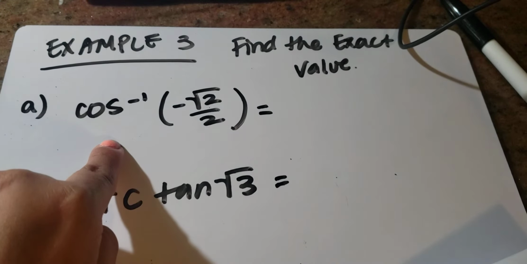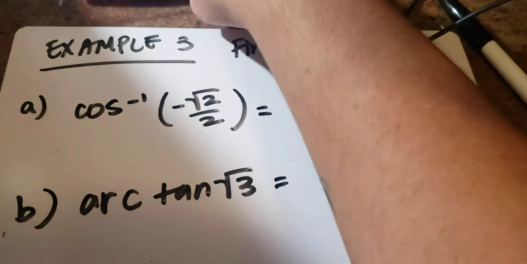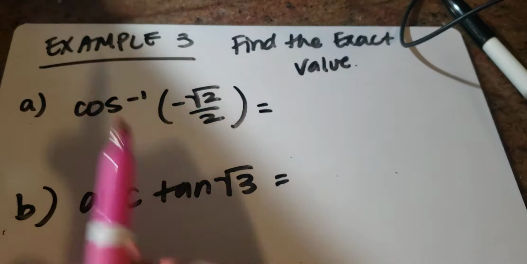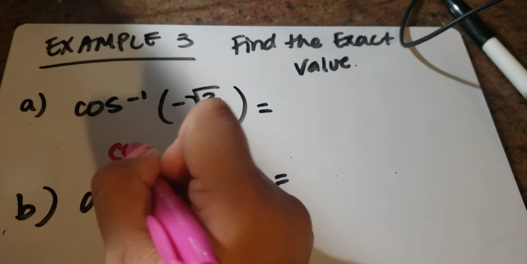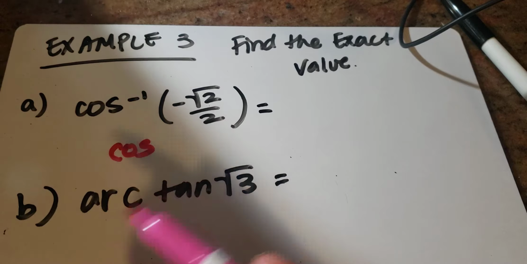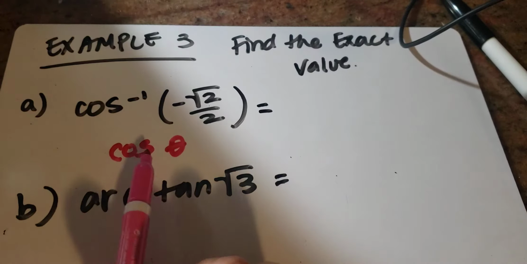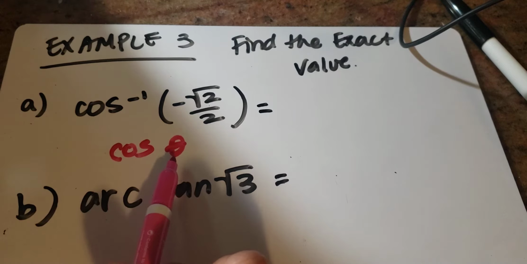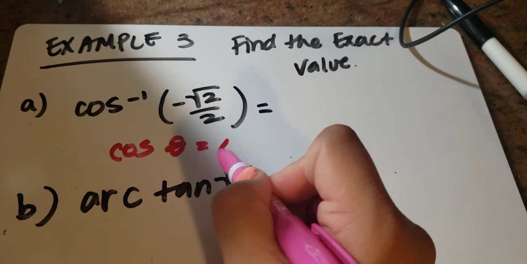For cosine, cosine refers to your x value. Okay, so this is going to be a little bit different. So we're looking at what cosine, and I'm actually just going to use theta, okay? Theta is going to refer to our radian. What cosine of whatever radian value will give me our x.